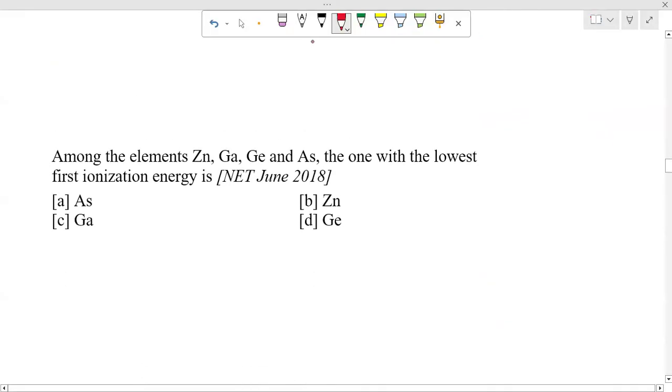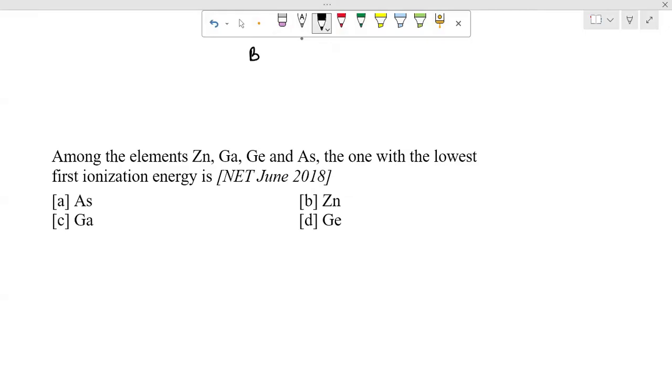Among the elements zinc, gallium, germanium, arsenic, the one with the lowest first ionization energy is? So let's start. You have boron, carbon, nitrogen. That is enough. Now arsenic comes below phosphorus. Now gallium is there: boron, aluminium, gallium. Carbon, silicon, and you have germanium. And then zinc is over here. So this is 31 and this is 30.